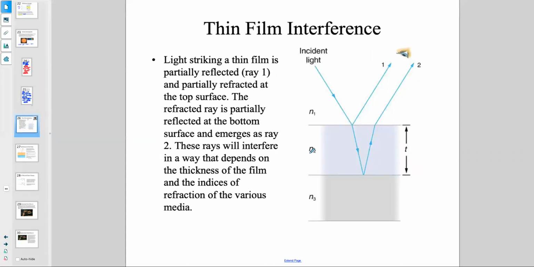So the refracted ray is partially reflected at the bottom. This refracted beam will be reflected at the bottom and emerge as ray 2 right there. So we have ray 1 and ray 2. These rays will interfere either constructively or destructively, but this depends on the thickness of this film here, or the thickness of medium number 2.